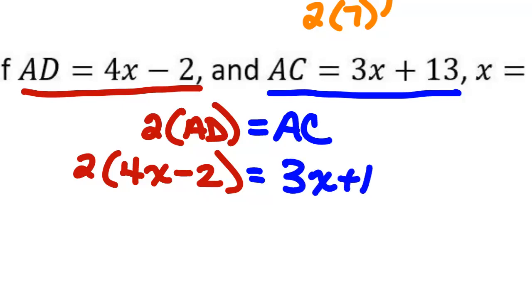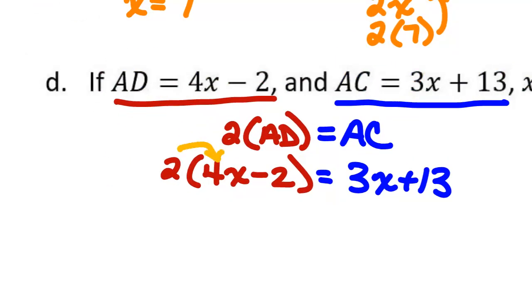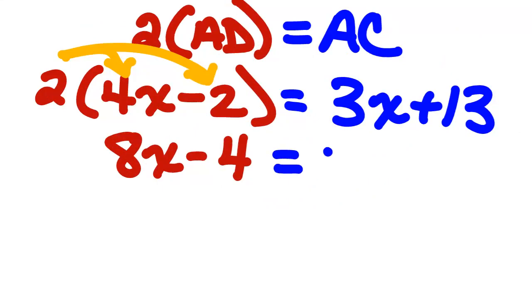3x plus 13. What's the first thing I should do on this if I'm going to try to solve it for x? Distribute. 2 times 4 and 2 times 2. What's 2 times 4? 8x. And 2 times 2? 4. So 8x minus 4 equals 3x plus 13.